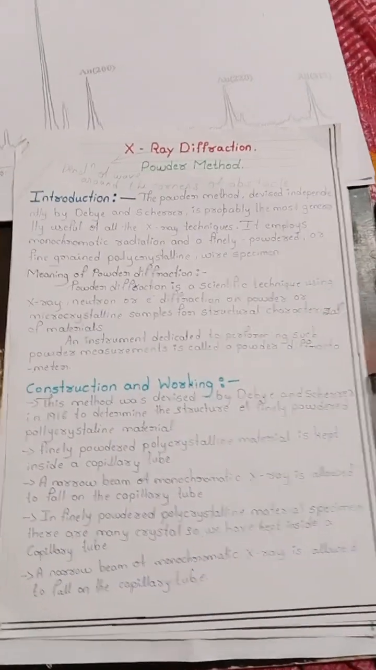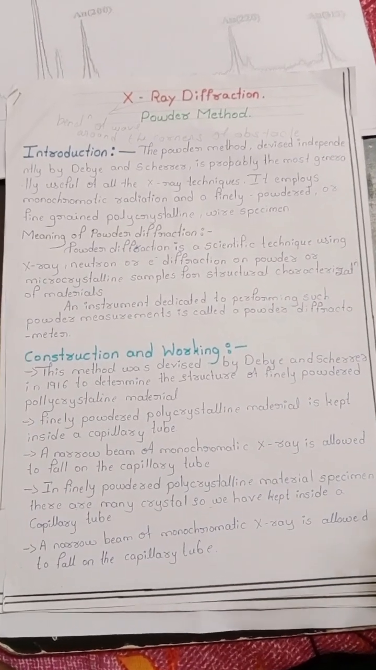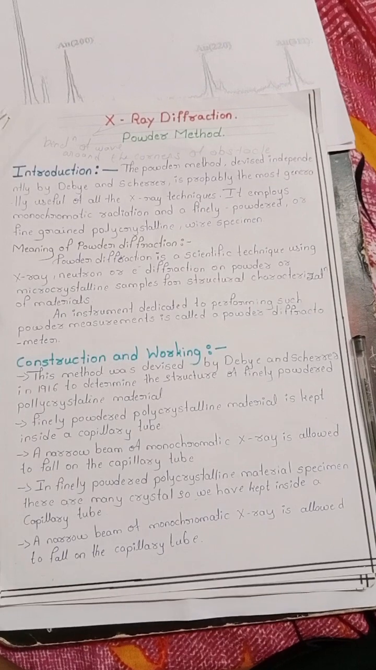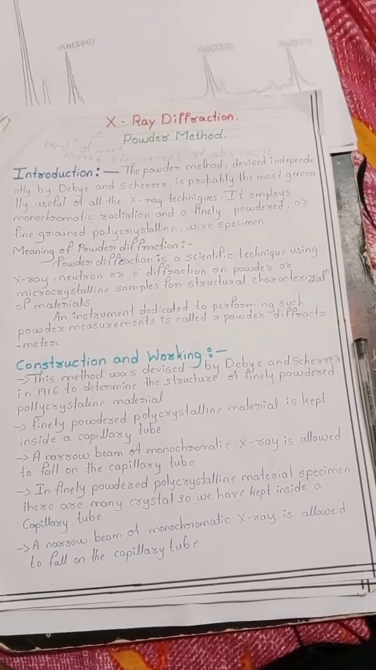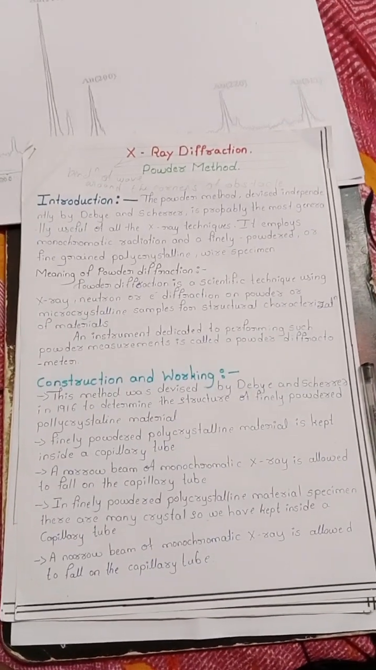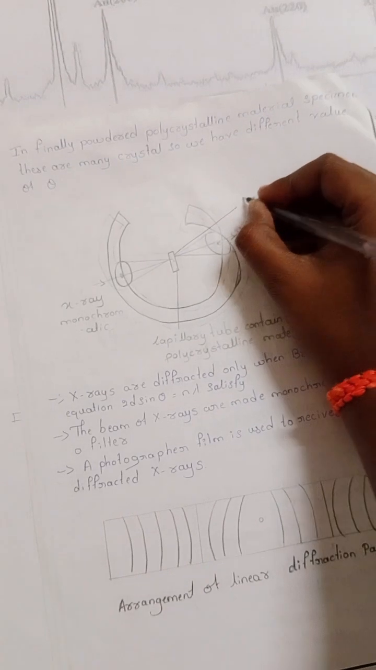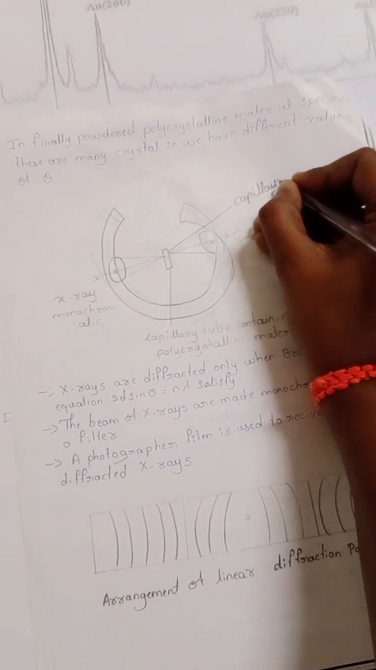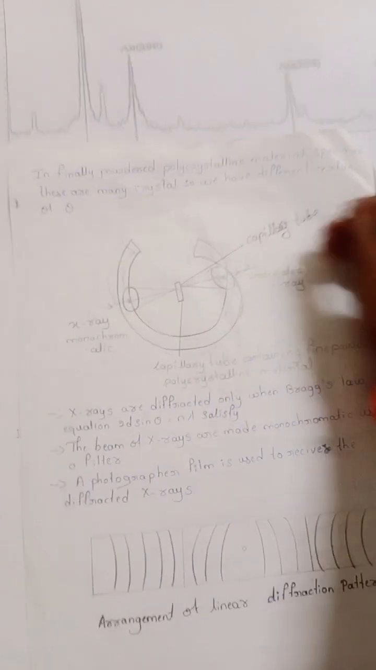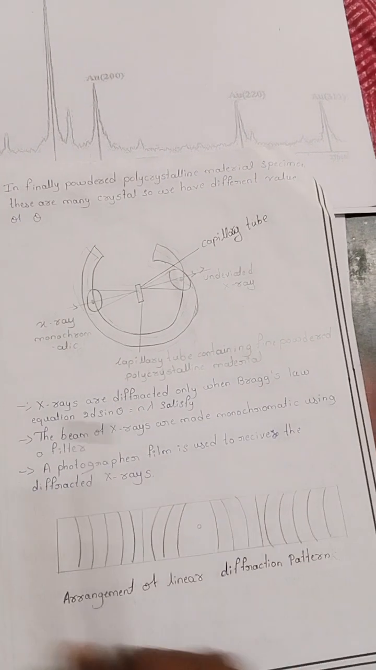The powder method was introduced by Debye and Scherrer in 1916. Here they take a finely powdered crystalline substance or material. They crush it very finely and fill it in a capillary tube. Here we require one capillary tube, as you can see in the diagram. So this is the capillary tube, and inside it we have a finely powdered substance or material.